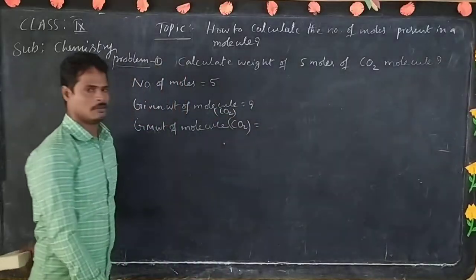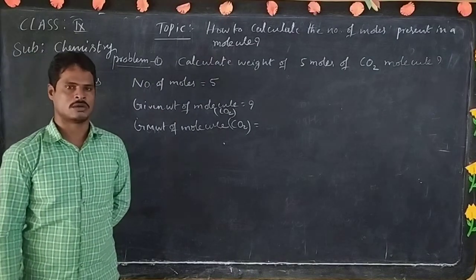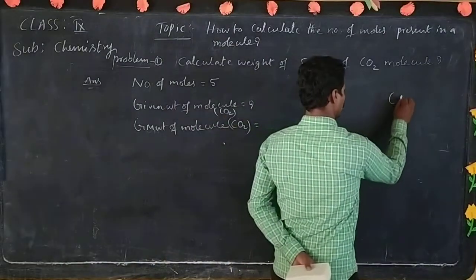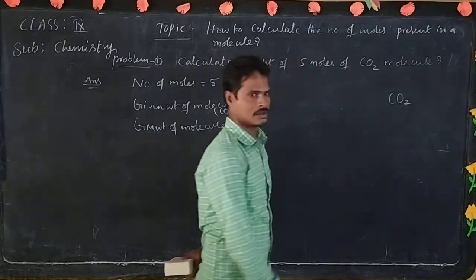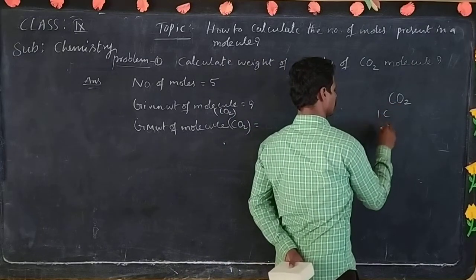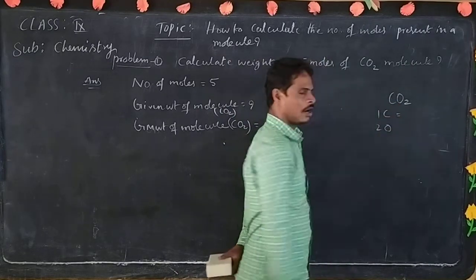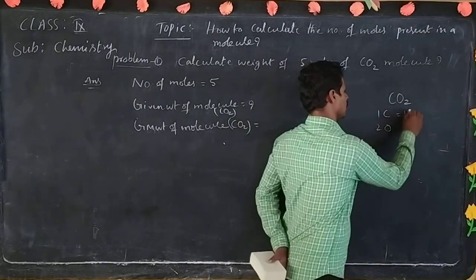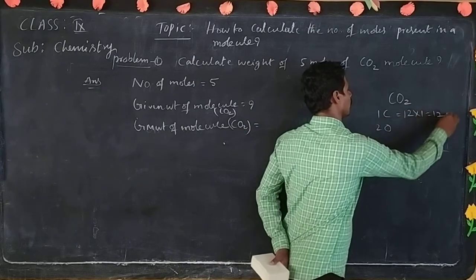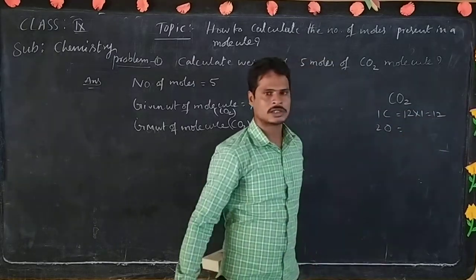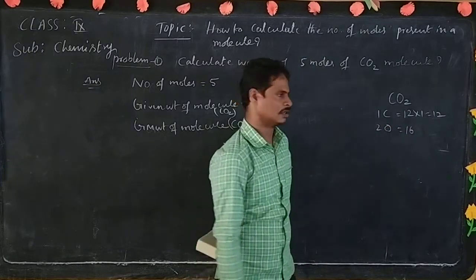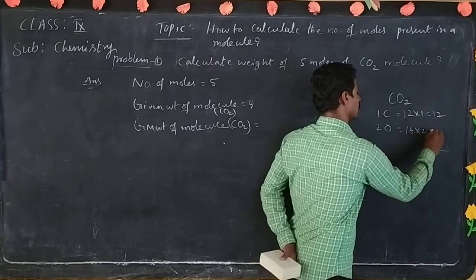How much? But we know how to calculate the gram molecular weight of a substance. That means molecular weight. Now, for the molecular weight of carbon dioxide, we can identify the different elements: carbon, oxygen. Atomic weight of carbon is 12. How many carbons are there? 1. 1 into 12 equal to 12. Next, atomic weight of oxygen equal to 16. Here how many oxygens are there? 2 oxygens. So 2 into 16, 32.